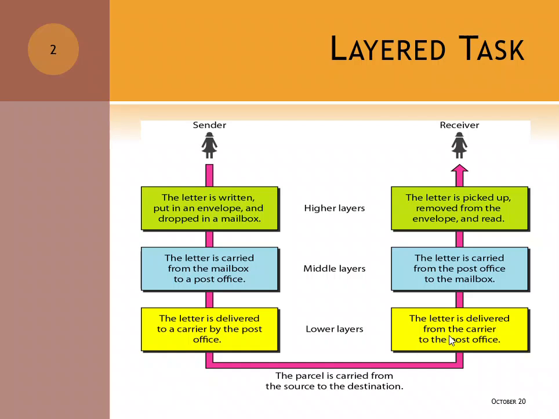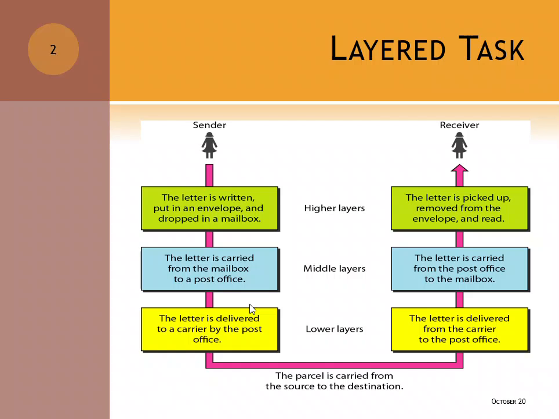So the letter is delivered from the carrier to the post office. Carrier agency tadi akan hantar kepada post office di KL. And then the letter is carried from the post office to the mailbox. And postman tu akan hantar surat tu ke mailbox of your friends, and then the letter is picked up by your friends, removed from the envelope and read by your friend. So kalau kita tengok di sini, even if we are sending mail to a friend, it has to go through a few layers. This is known as layered task.